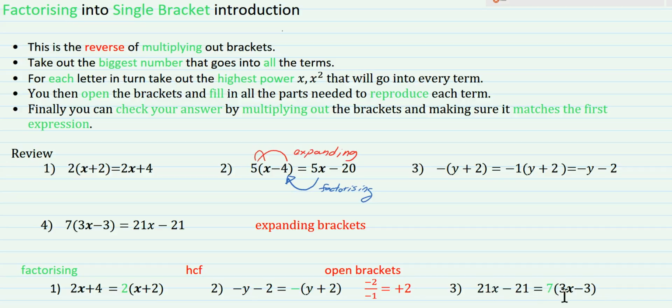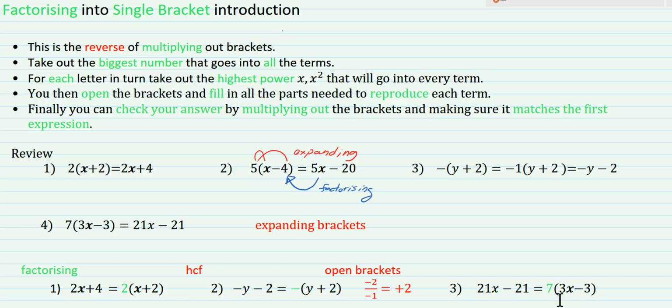To decide what we put inside, we divide the 7 into 21x. That is actually 3x, because 7 goes into 21 3 times, so it's 3x. And how many 7s will go into 21? So it's going to be minus 21. It's going to be minus 3. Yeah, so that's the second term. So it will be 7 into open bracket 3x minus 3.